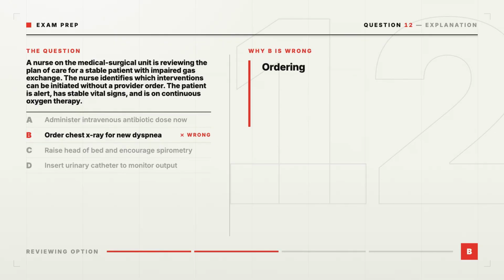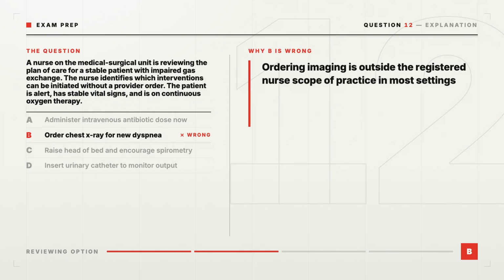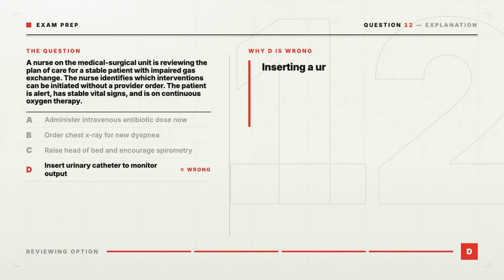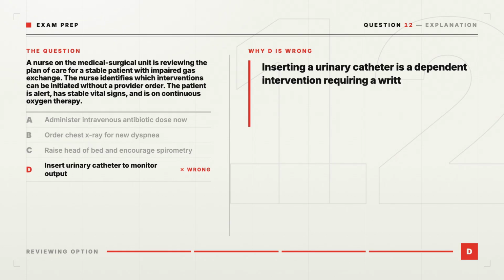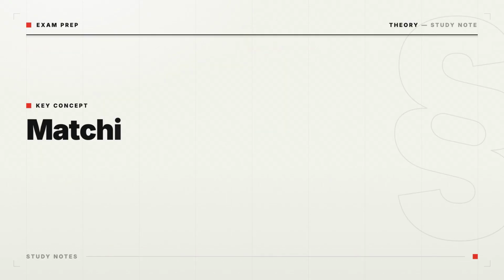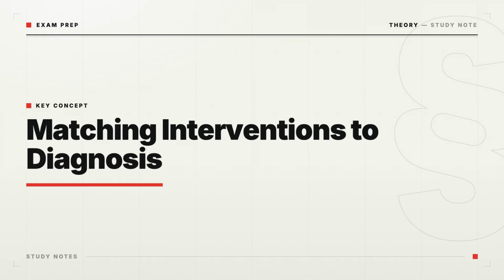B is wrong because ordering imaging is outside the registered nurse scope of practice in most settings. The nurse may suggest the test during communication with the provider, but only the prescriber can write the order. D is wrong because inserting a urinary catheter is a dependent intervention requiring a written order in nearly every facility. Catheter insertion also carries infection risk, which is exactly why prescriber involvement is necessary first. Every intervention in a care plan has to trace back to the diagnosis it treats.